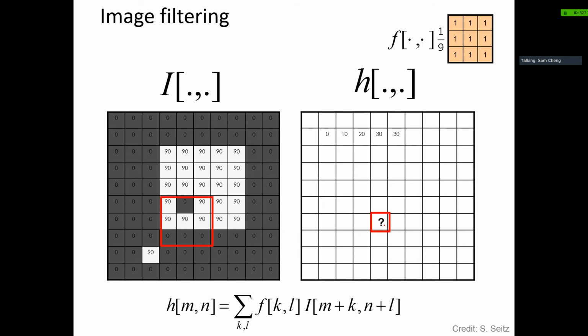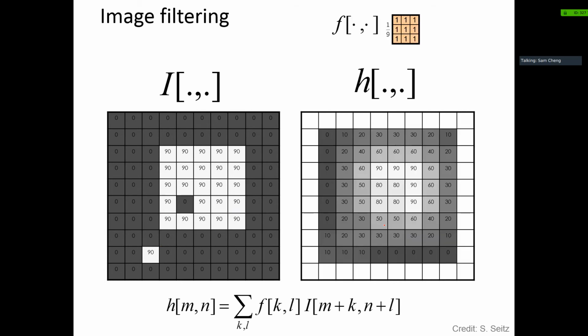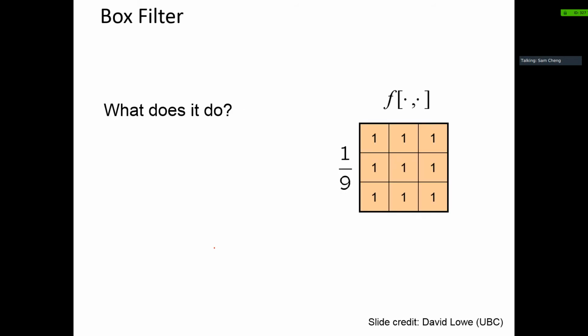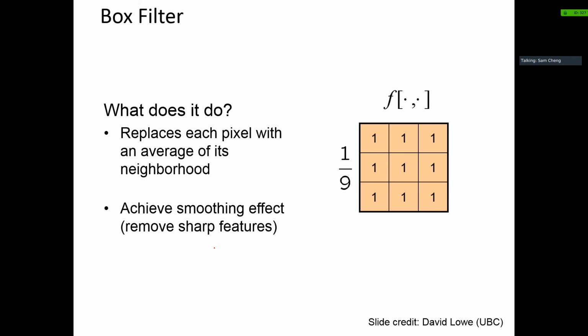After filtering, yes, this will be just 50, and so on and so forth. So this will be the filtered image, and this is the original image. As mentioned already, this is basically just a smoothing effect, right? It removes some sharp features.